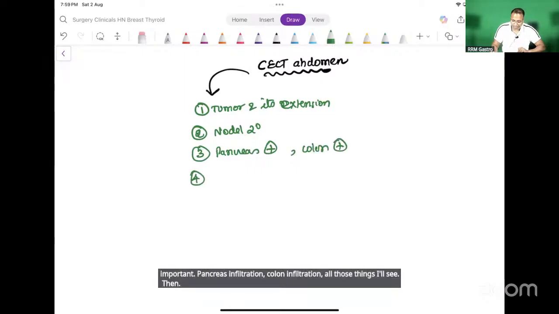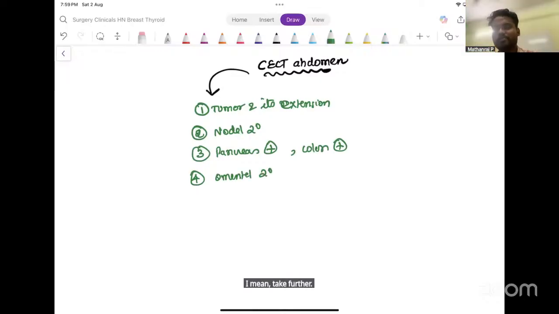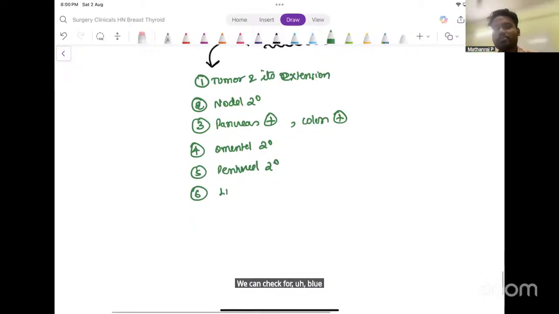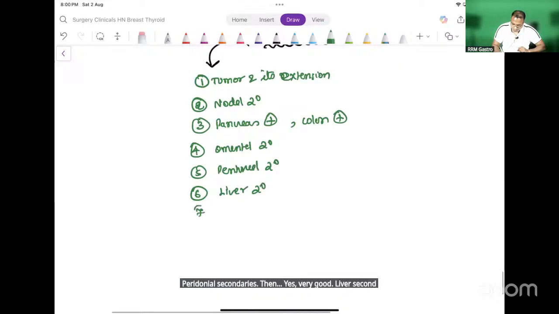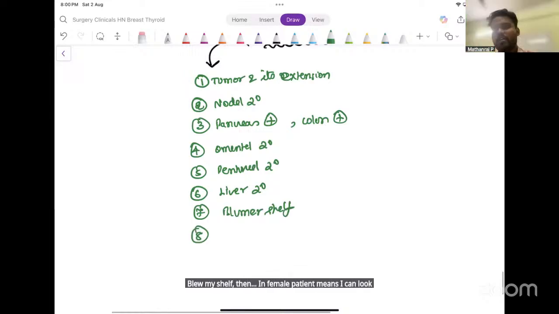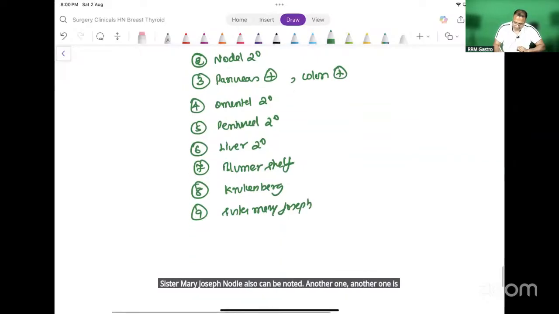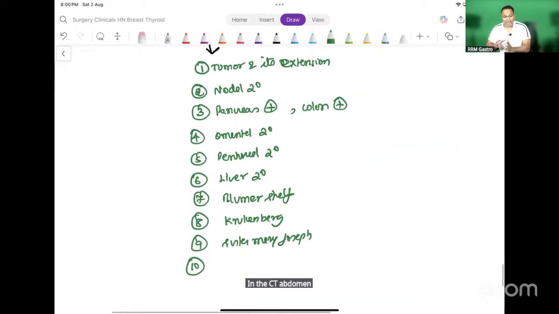Then we check for omental deposits, peritoneal secondaries. Then we can check for Blumer's shelf. Yes, very good. Liver secondaries, Blumer's shelf. Then in a female patient I can look for an ovarian tumor, Krukenberg's tumor. Sister Mary Joseph nodule also can be noted. Another one is there. What is the tenth one? In a CT abdomen, these are all findings I should see.